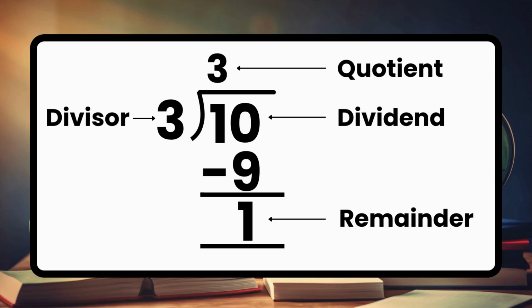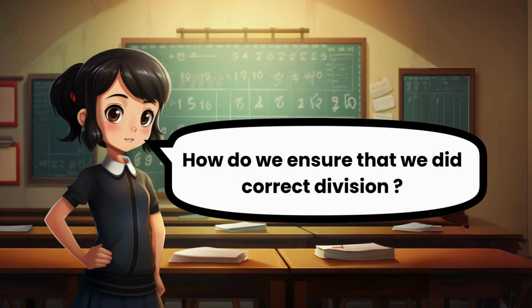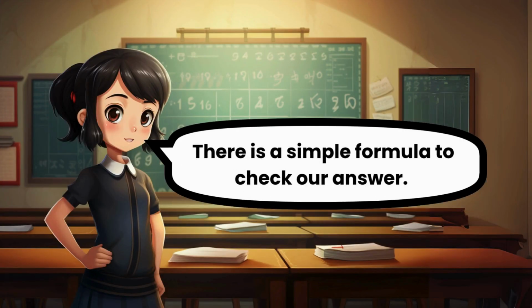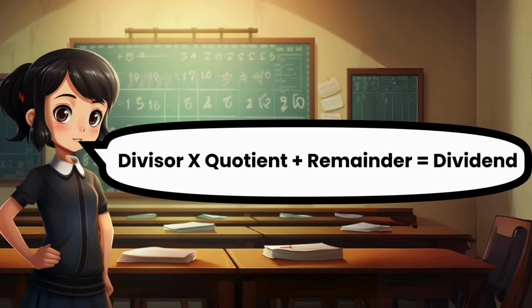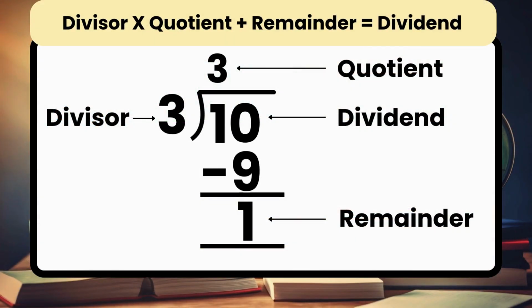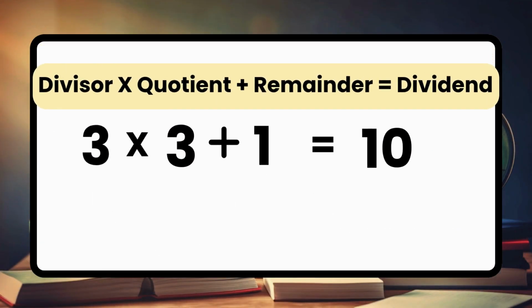But a question arises in the mind. How do we ensure that we did correct division? There is a simple formula to check our answer. Divisor into quotient plus remainder equals dividend. So in the previous question, 3 into 3 plus 1 is equal to 10. Hence, we can easily check our answer.